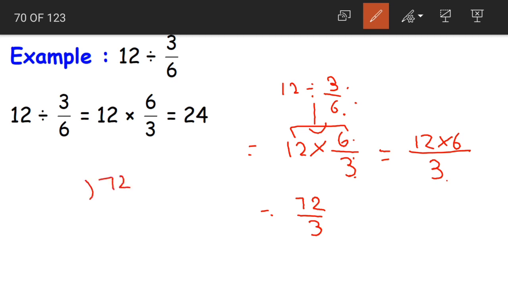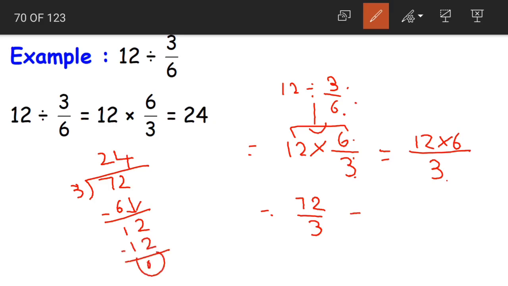If we try to write the simplest form here, we have 3 2s are 6. When we subtract, 1 is remaining, 2 brought down. 3 4s are 12. When we subtract, 0 is our remainder. So 72 by 3 is nothing but our 24. Understood children? 12 divided by 3 by 6 is equal to 72 by 3, that is nothing but our 24.